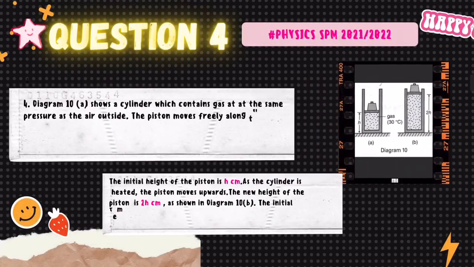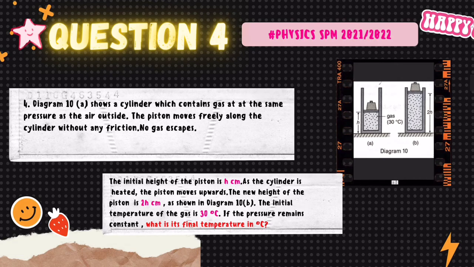Now for the last question. Diagram 10A shows a cylinder which contains gas at the same pressure as the air outside. The piston moves freely along the cylinder without any friction. No gas escapes. The initial height of the piston is h centimeters.